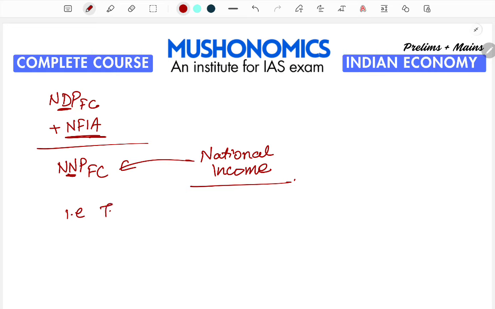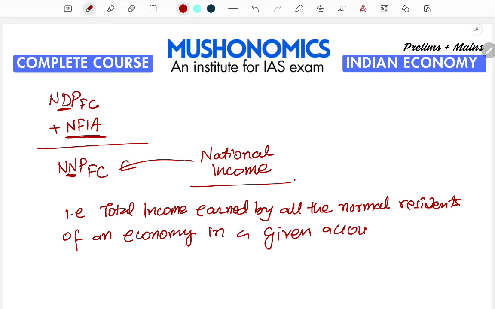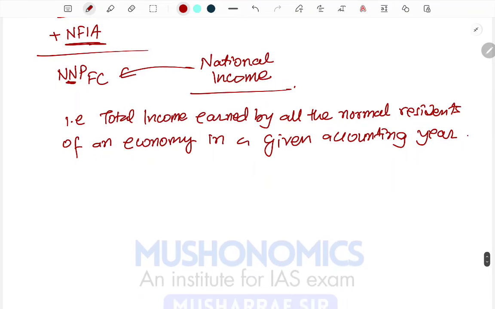NNP at factor cost, that is total income earned by all the normal residents of an economy in a given accounting year, right? So this is what the net national product is, right?